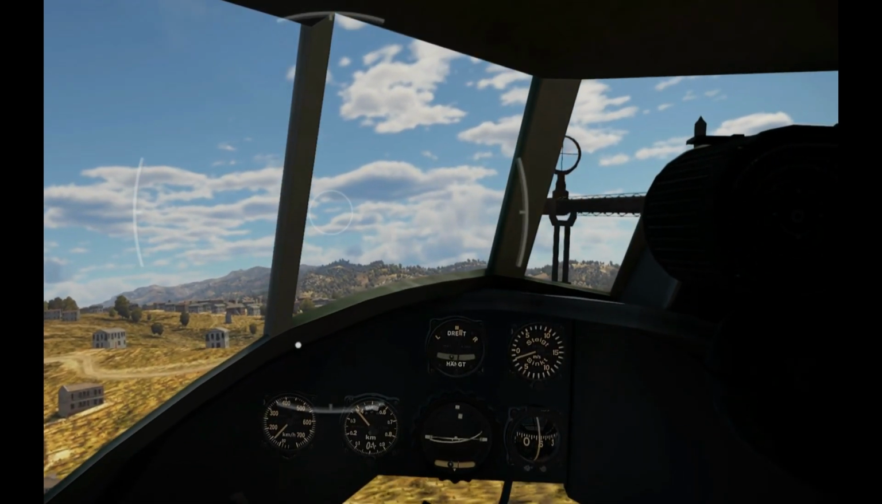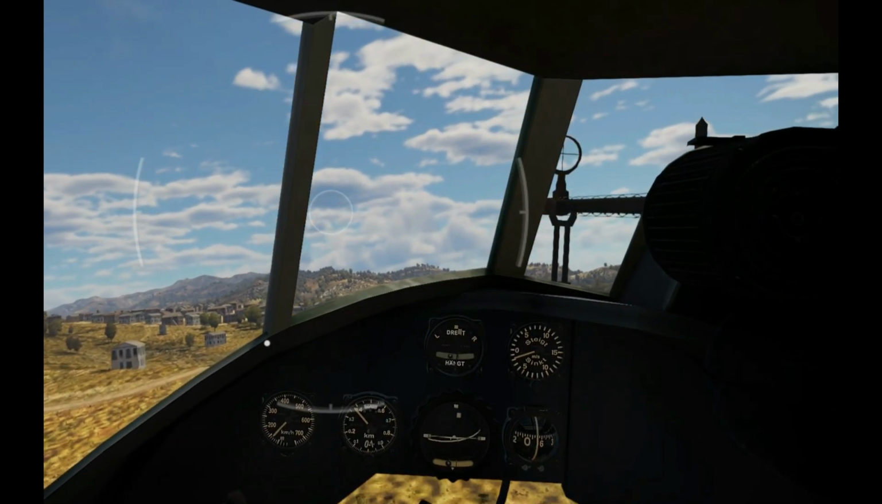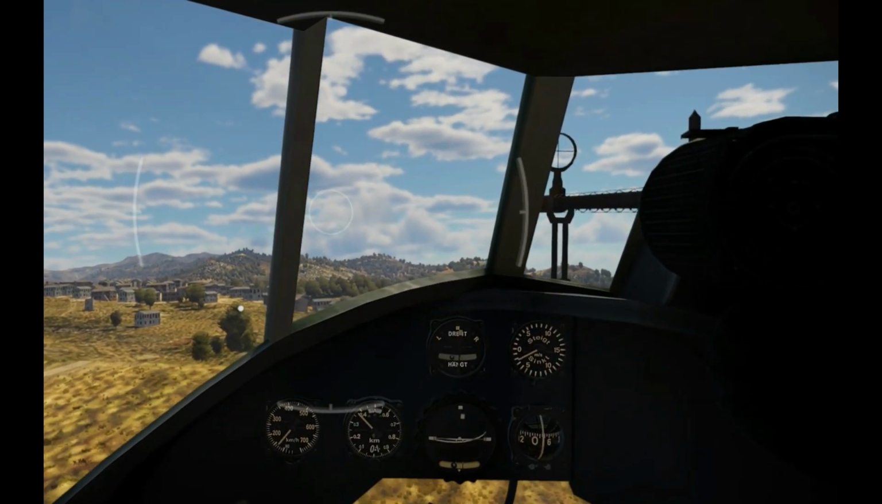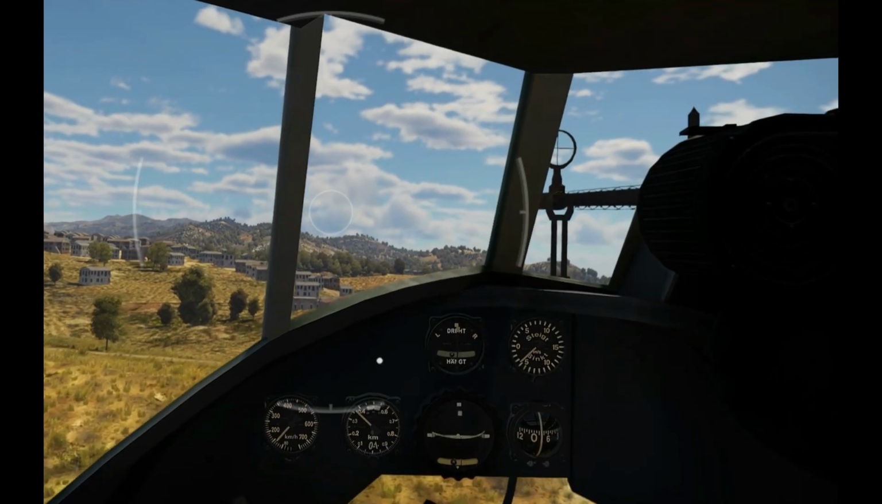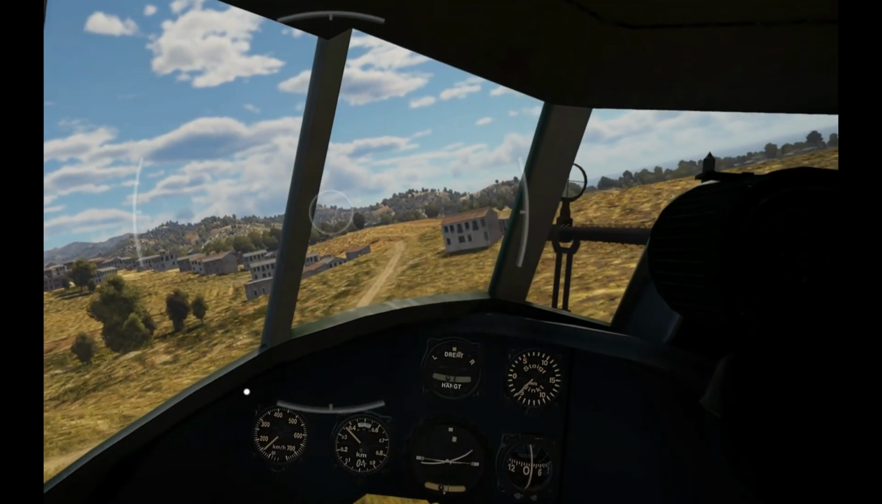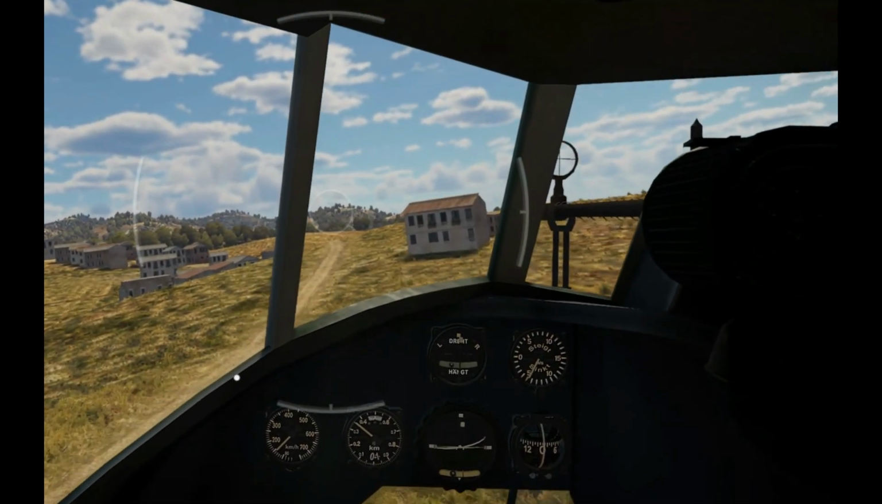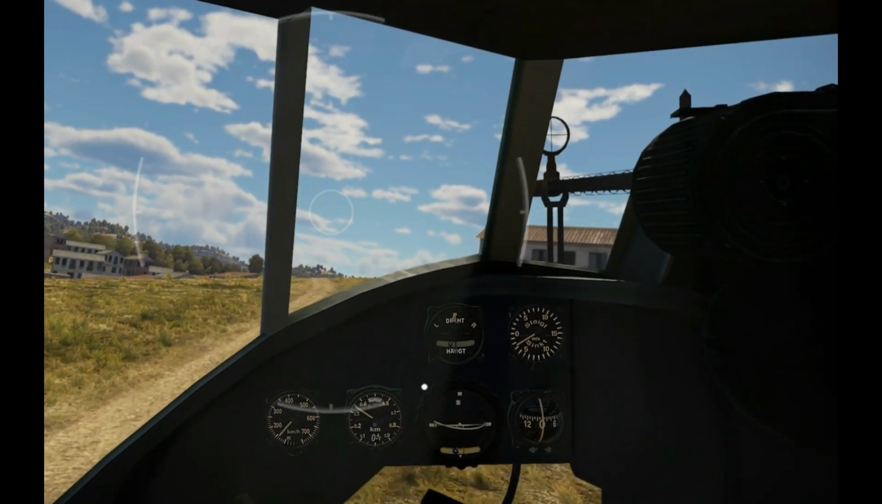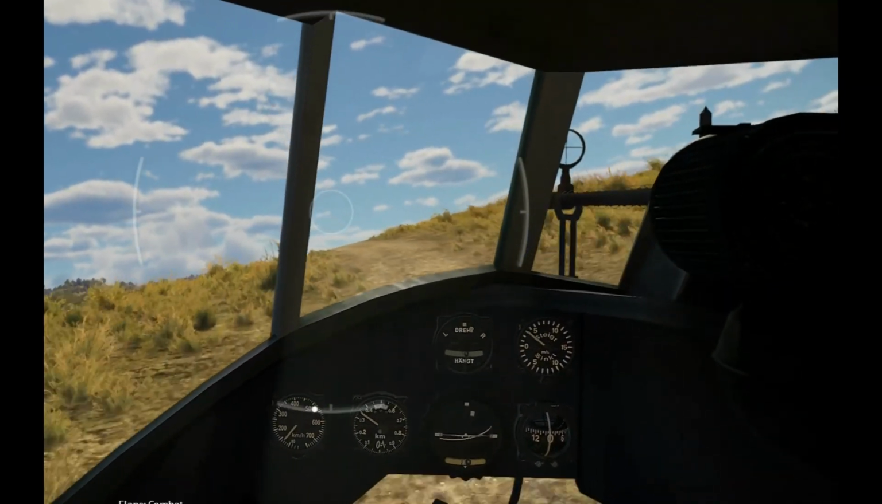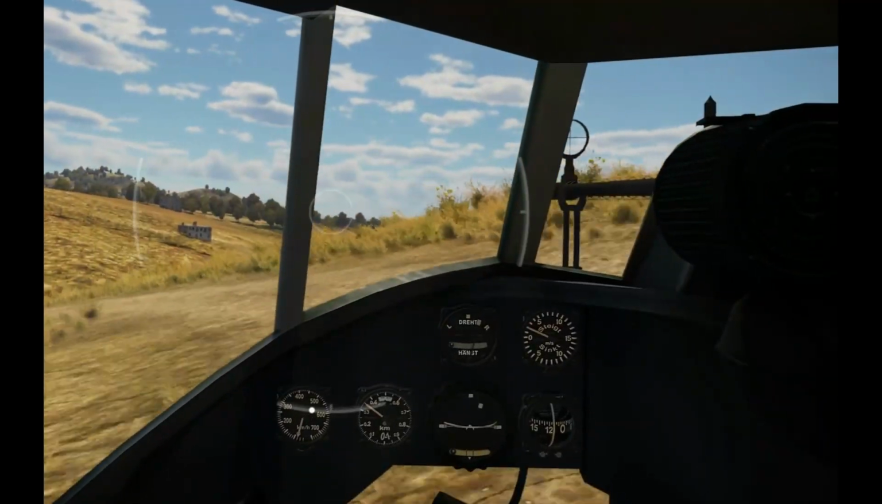So we are way below. We have to take it in. So we got to kill the good engine. Killing the good engine. Putting her down. Flaps. See, forced landing. There we go.